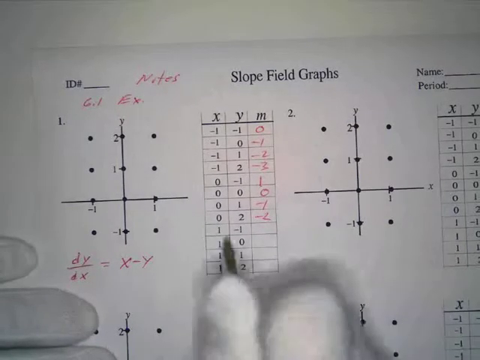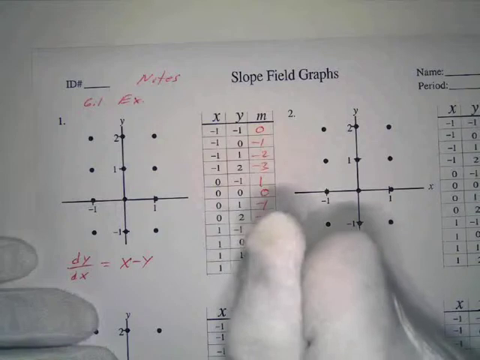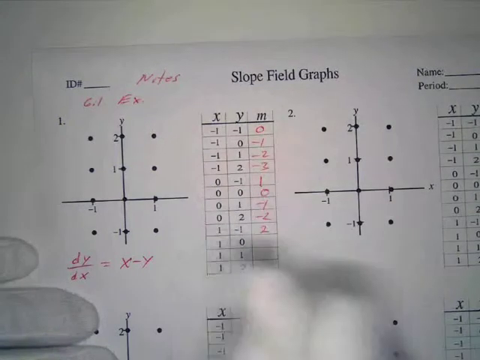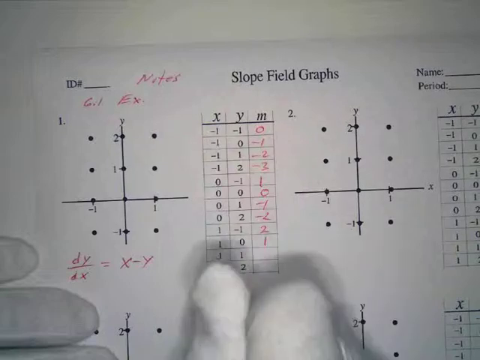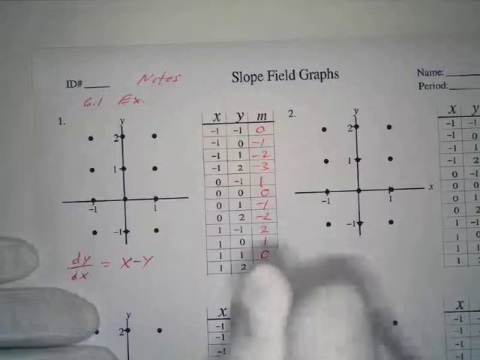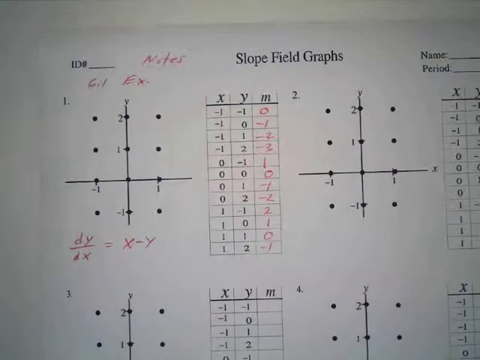And then 1 minus -1 is 1 plus 1, which is 2. 1 minus 0 is 1. 1 minus 1 is 0. And 1 minus 2 is -1. So now we've got all of our slopes.